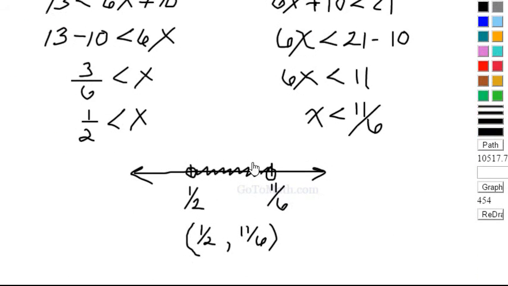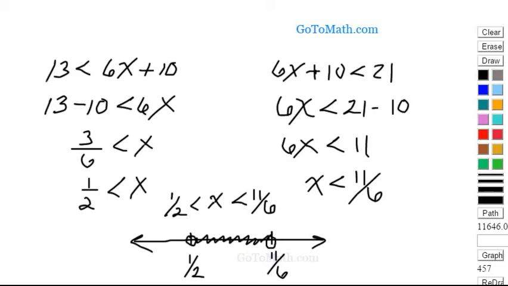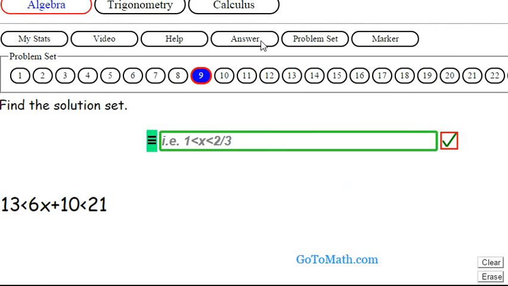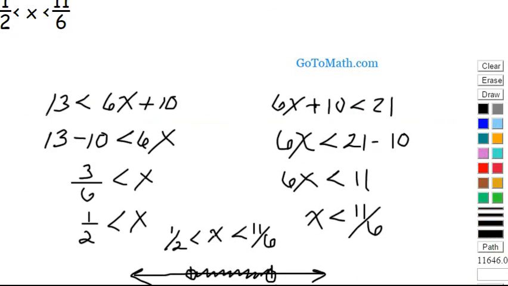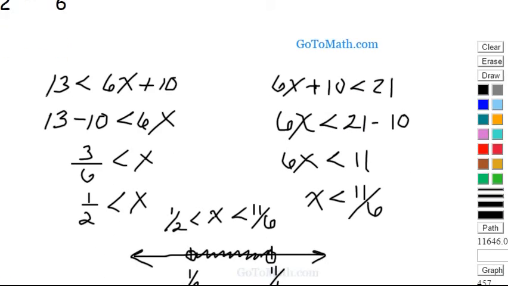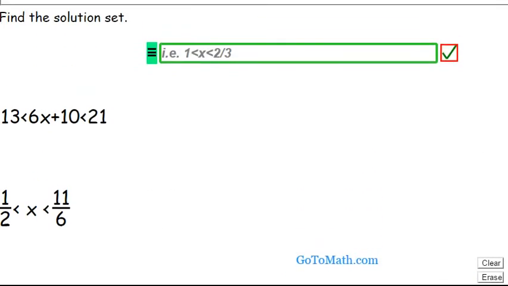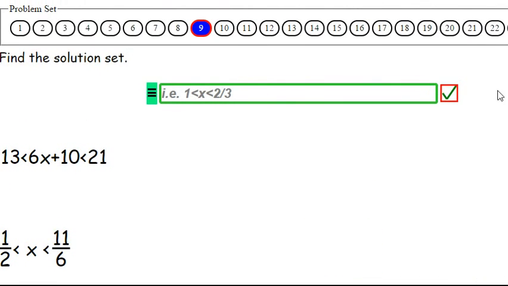Okay. So in other words, we could also say x is greater than a half and less than 11/6. I think that's how I actually have the answer. Let's come up here. Yeah, x is greater than a half and less than 11/6. Anyway, I'll let you type that in there.